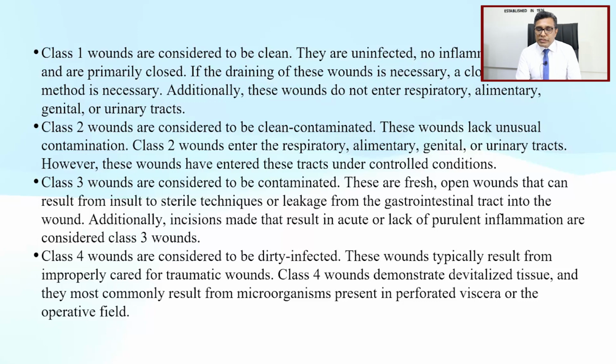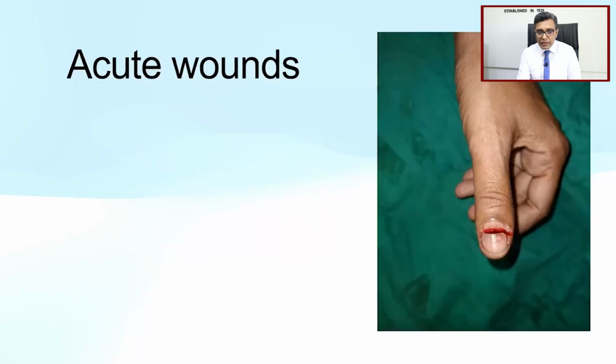Class 4 is usually the road traffic accident, where you have a lot of dirt and contaminants on the wound, and also a lot of dead tissue. Typical results from the RTA, as I mentioned, and they have a lot of microorganisms. They can also cause infection, and it can go up to gas gangrene and all those bad things from a simple wound infection. Okay.